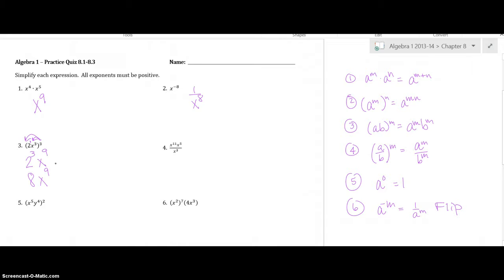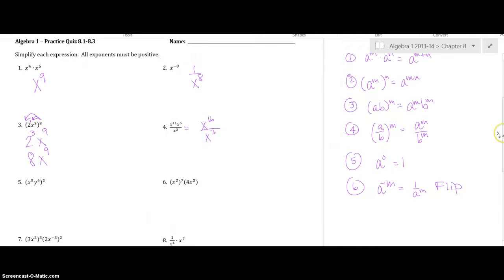Number 4, I would combine like terms on top, so I would use rule 1 to simplify the top first. So I'm going to add those exponents to get x to the 16th over x to the 3rd, and then it looks like we need a rule number 7 here. So if we have a to the m over a to the n, and we are dividing, then you have to subtract those exponents, so a to the m minus n. So we are going to use rule number 7 and get x to the 13th for our final answer.